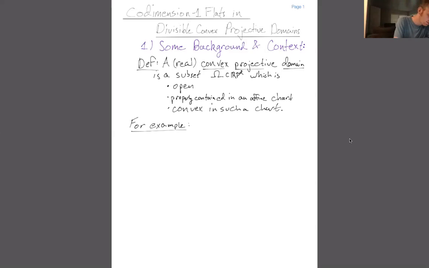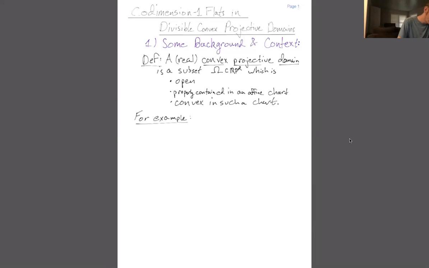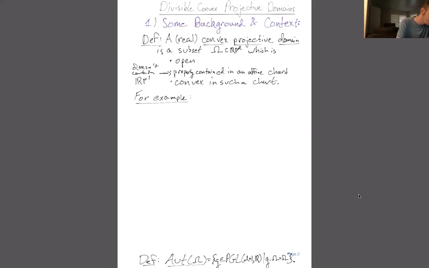Okay, so the second requirement here is equivalent to saying that your domain omega does not contain an RP1. So it doesn't wrap all the way around the projective space. And then once you know that, once you have an affine chart, you can say that it's convex in such a domain. Okay, so I want to draw you some examples.